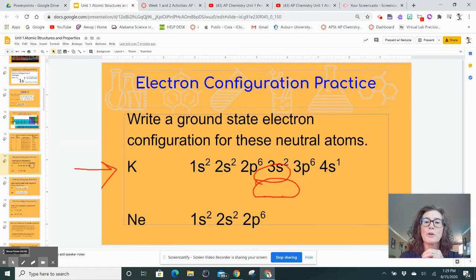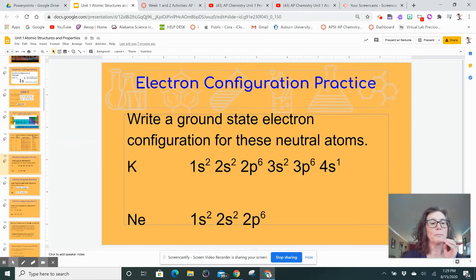Here's some electron configuration practice problems. Again, we just look where these are on the periodic table. That's atomic number 19, which means it has 19 electrons. We start at the bottom and we fill them until we run out of electrons. So 1s2, 2s2, 2p6, that gives me 10. Here's 18, and one more makes 19.